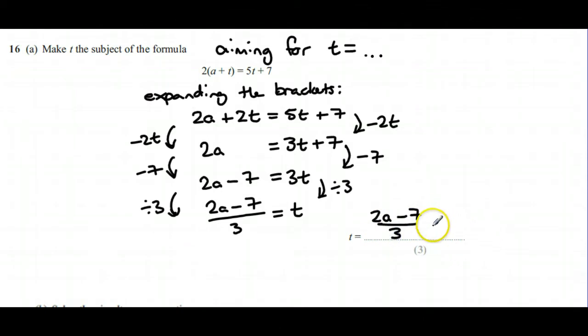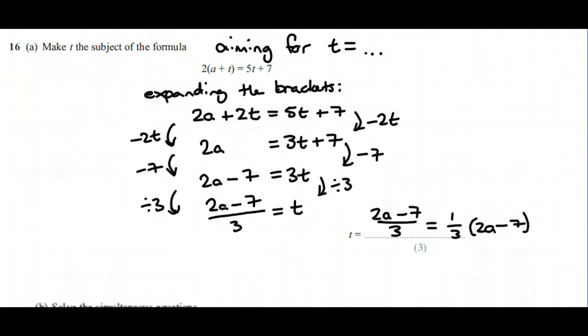Just for reference, this would get you the right answer, 2a minus 7 over 3. It would also be acceptable to write it as a third of 2a minus 7. Either of those answers would be acceptable, but you only need to put one. You don't need to put both.